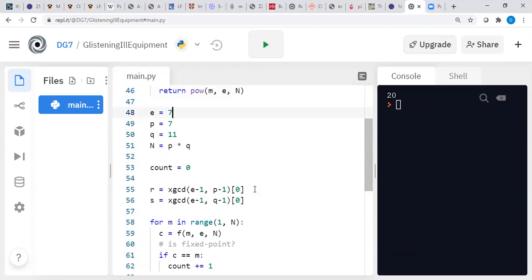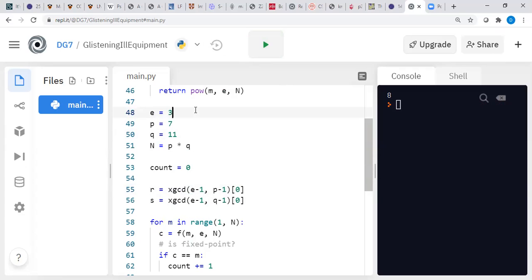But let me take something different. Let me try with E being 3. I don't know whether this will work. Let's try. Yeah, you see, when E is 3, there are only 8 fixed points. The reason being that when we took E to be 7, GCD of E minus 1, P minus 1 was a very big number. It was 6 because they both are the same. But as soon as I reduce E to 3, these two numbers do not have many common factors. Therefore, the number of fixed points dropped significantly from 20 to 8.